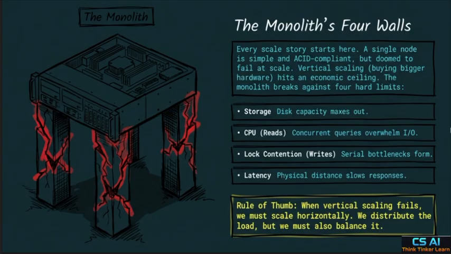Every scale story starts with a single node, but eventually you hit the monolith's four walls. Vertical scaling, just buying a bigger box, reaches an economic and physical ceiling. You'll hit disk capacity limits, CPU read bottlenecks, where concurrent queries overwhelm I/O, and lock contention on write. Plus, fiber optic physics means distance equals latency. To scale, we must move from vertical to horizontal. We distribute the load, but the trick is making sure we also balance it.